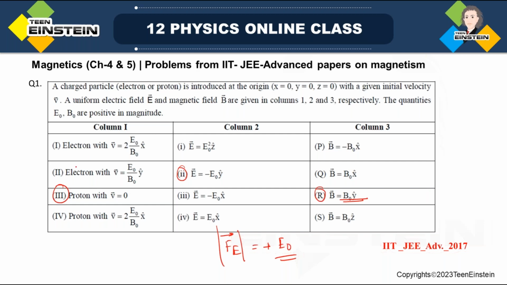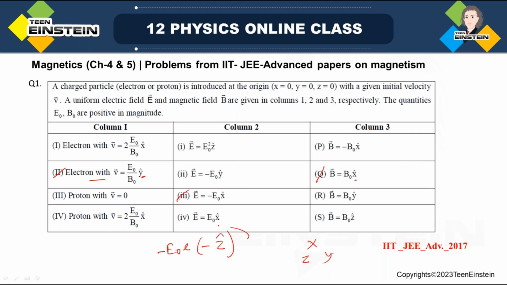Option C says 2, 3 and Q. In this case, 2, 3 and Q, this is Y. This is an electron, so the magnetic force will be E0 with the minus sign, E0 into E. And this is Y and this is X. If you take the cross product, Y cross X, that will give you the minus Z cap direction. So this is option C, 2, 3 and Q.